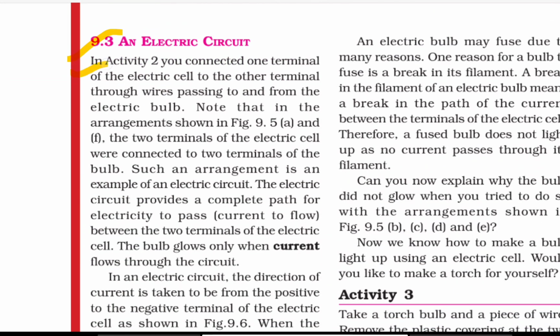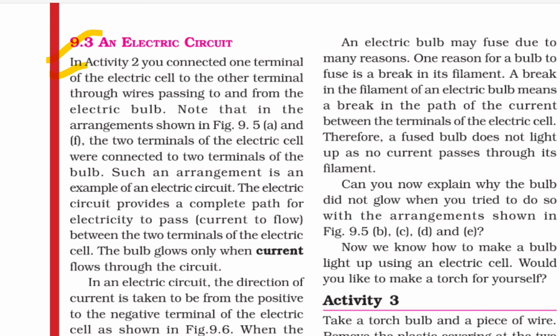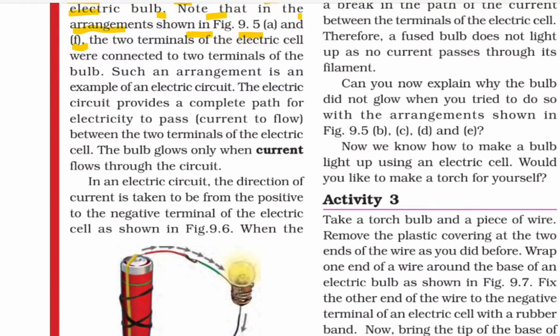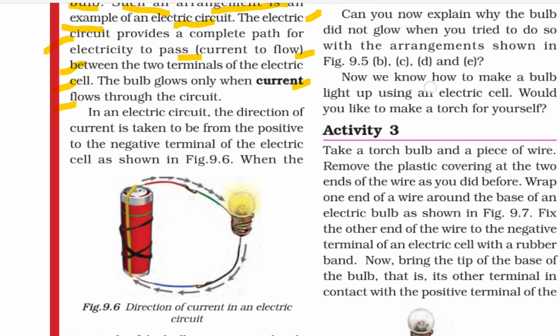An electric circuit. In Activity 2, you connected one terminal of the electric cell to the other terminal through wire passing to and from the electric bulb. Note that in the arrangements shown in figure 9.5 A and F, the two terminals of the electric cell were connected to the two terminals of the bulb. Such an arrangement is an example of an electric circuit. The electric circuit provides a complete path for electric current to flow between the two terminals of the electric cell. The bulb glows only when current flows through the circuit.